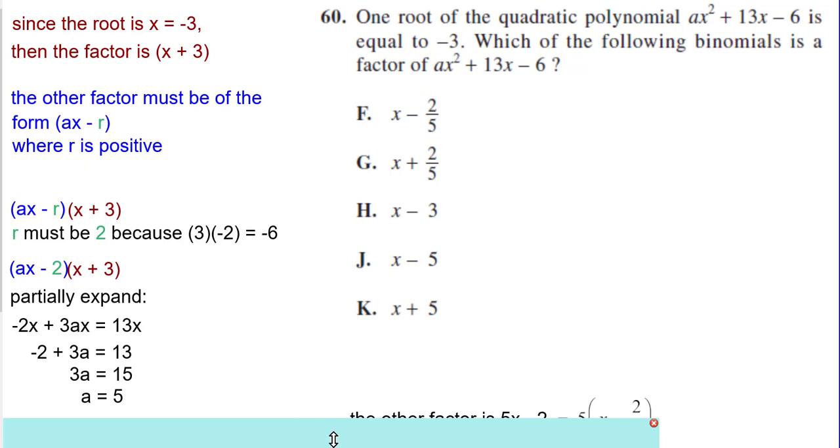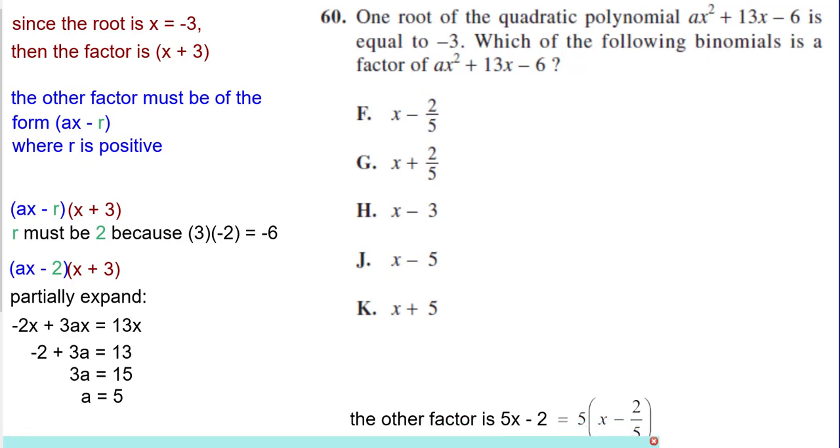A must be 5. So if a is 5, the other factor has to be that a, 5 times x minus the 2. That's not one of our answers. We have to factor out the 5, which is not something we normally do, but can. And so the other linear factor is the quantity of x minus 2/5, the letter H. I'm sorry, letter F. Sorry about that, letter F.